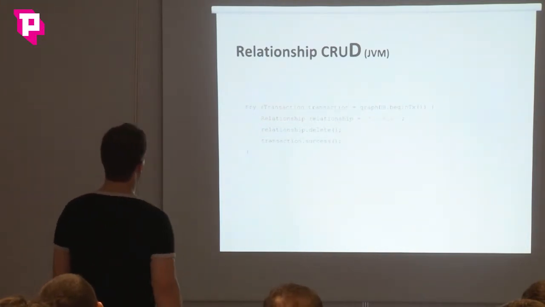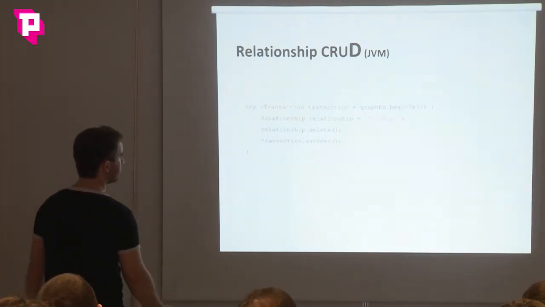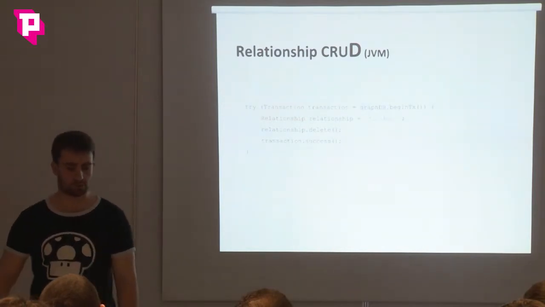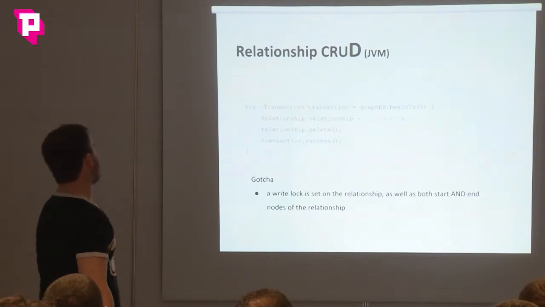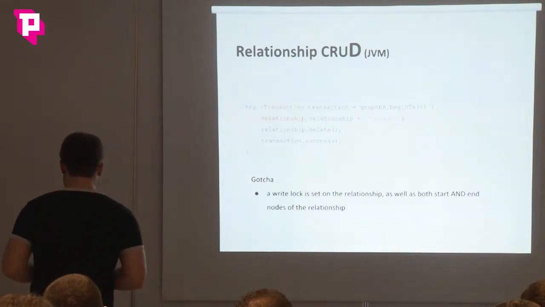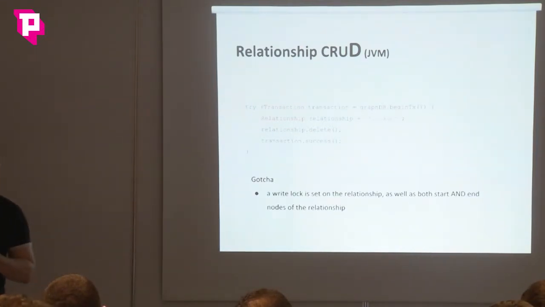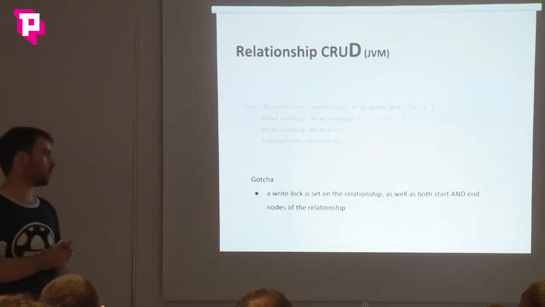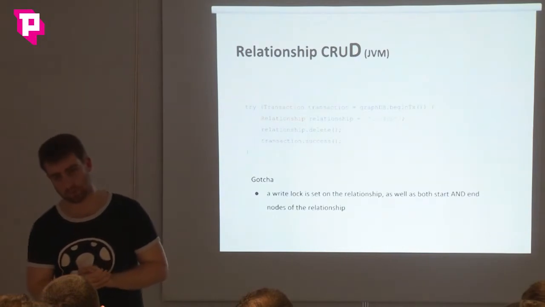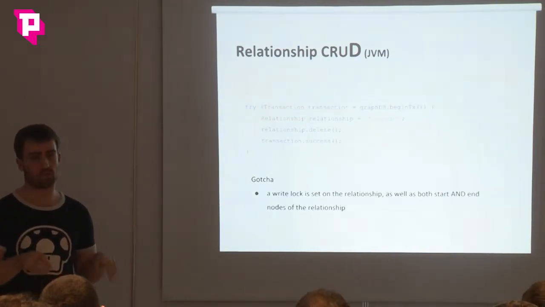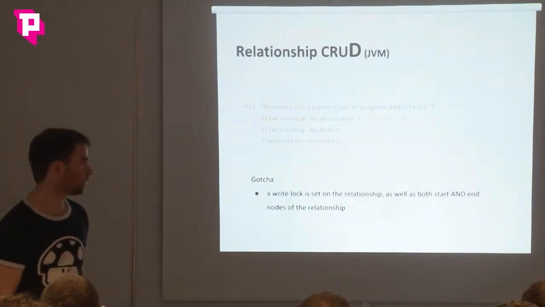Delete is kind of the same. You find a relationship, you delete it in a transaction, and we're all good. And yeah, you need to know, it's a transactional database, so concurrent access is managed with locks. So both start and end node will be locked. You cannot do anything on them while you're deleting the relationship.